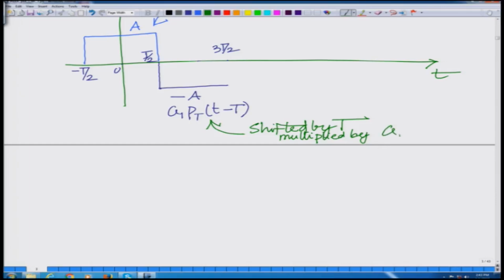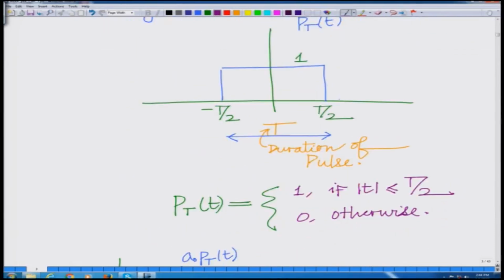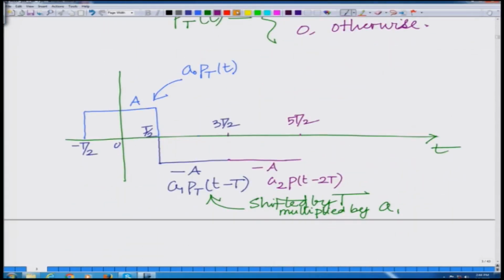Shifted by T and multiplied by a1. Second, the next one you shift by 2T, therefore this will go from 3T by 2 to 5T by 2. Since a2 is also there, shifted by 2T and multiplied by a2. So this is a2 p(t minus 2T).